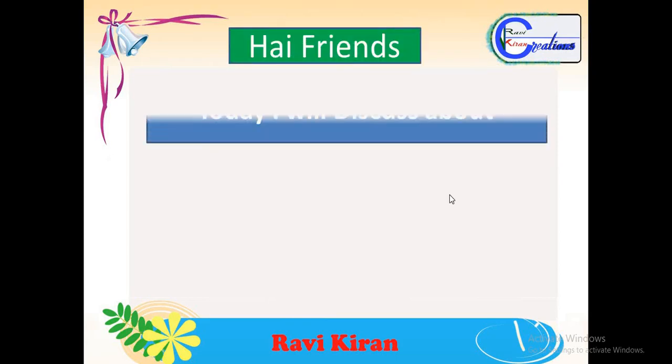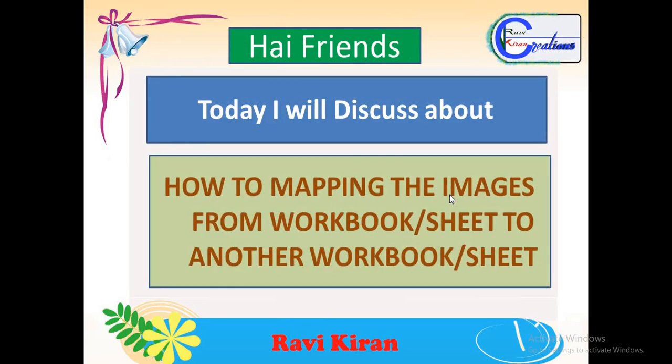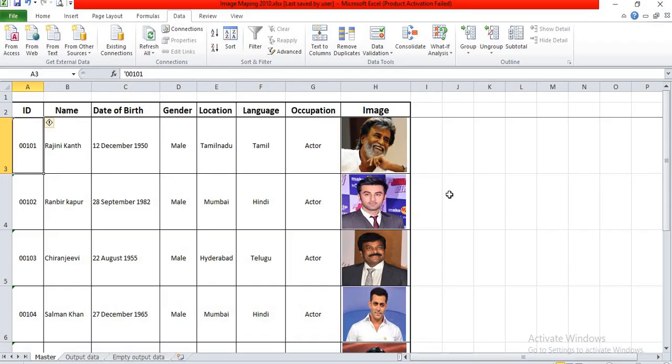Hi friends, today I will discuss how to map an image from one workbook to another workbook, or from one sheet to another sheet, in Excel. Okay, let us start. This is my master data. In this data I will take ID number, name, date of birth, gender, including images. Okay, I will show the demo.